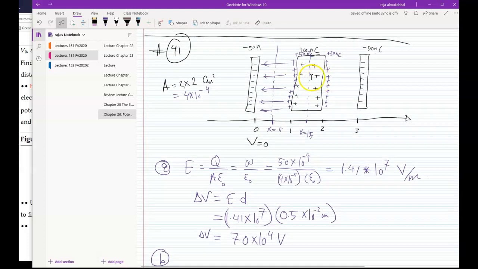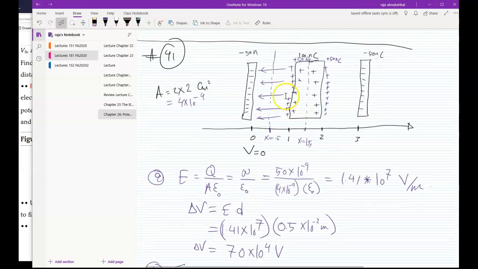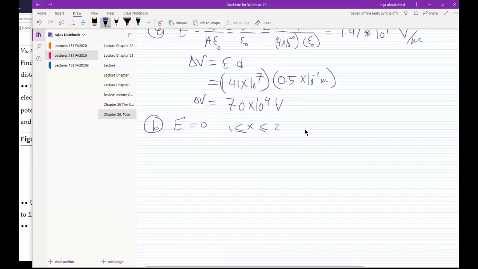So what do we have here, guys? Remember, this is a conductor. What's the electric field inside a conductor? Zero, right? So obviously here, the electric field is equal to 0. As a matter of fact, it is 0 for all x between 1 and 2, right here, through the thickness between 1 and 2. And as a result of that, the voltage inside will be 0.